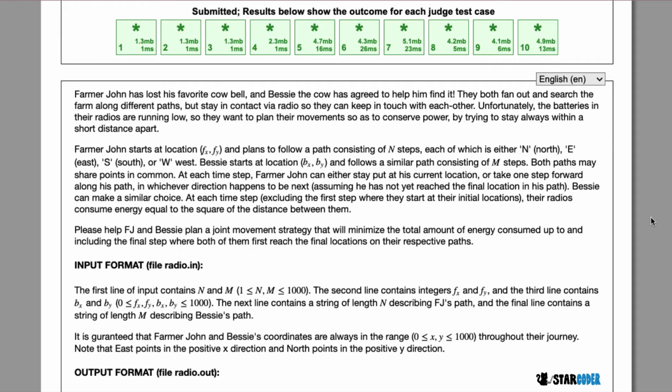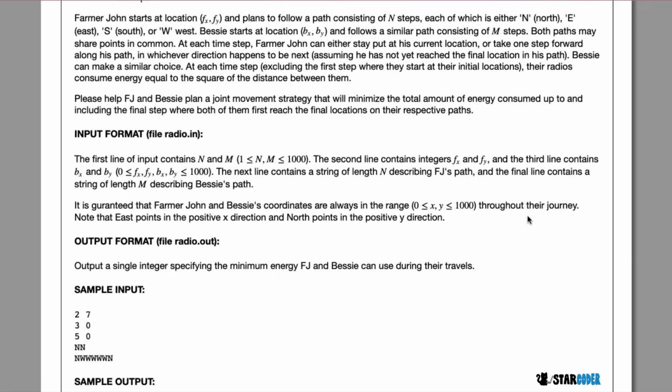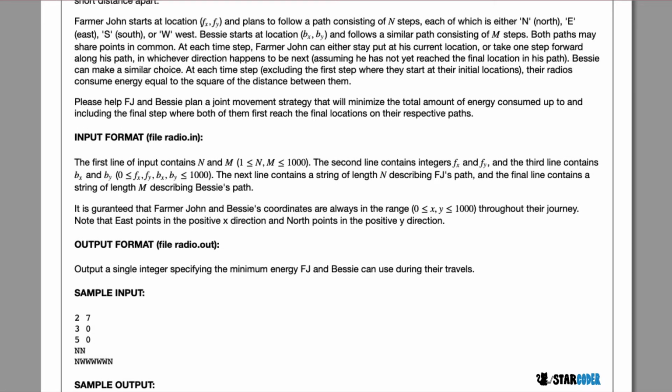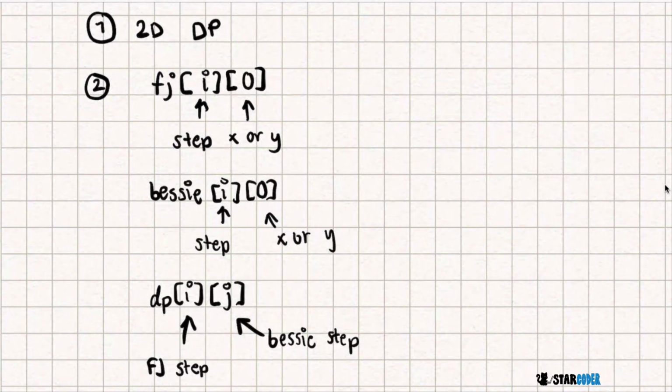It's going to consume this energy, and what we want to know is the minimum amount of energy they can use. So let's look at the algorithm for this question. The algorithm we're going to use is dynamic programming. We're going to use a 2D DP, but before we do that, we're going to set up the program.